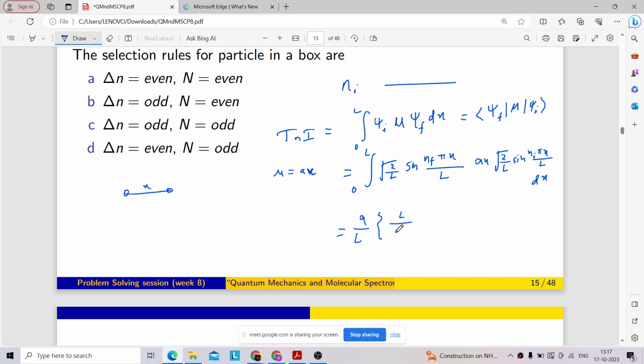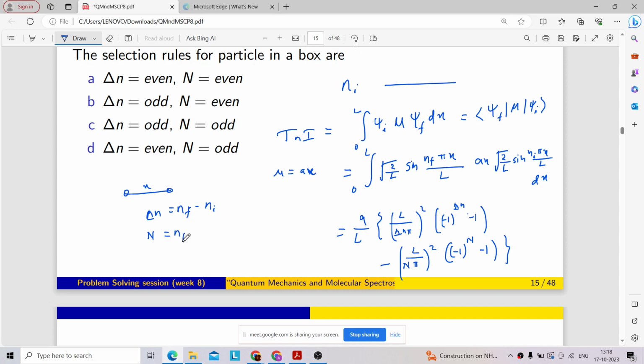This is L over delta n pi whole square times minus 1 to the power delta n minus 1, minus L over capital N pi square times minus 1 to the power capital N minus 1. So what is delta n? Delta n is nothing but NF minus Ni, and capital N is NF plus Ni.